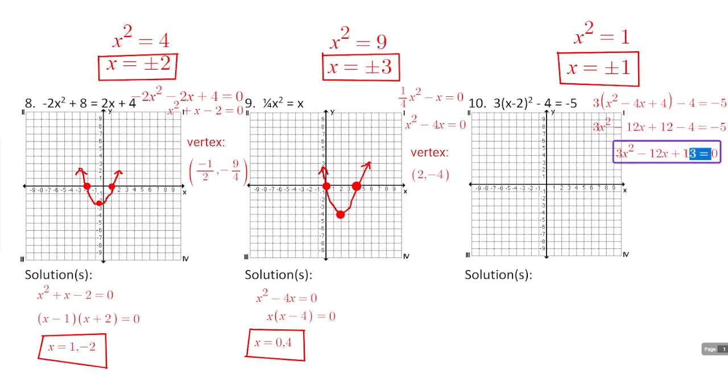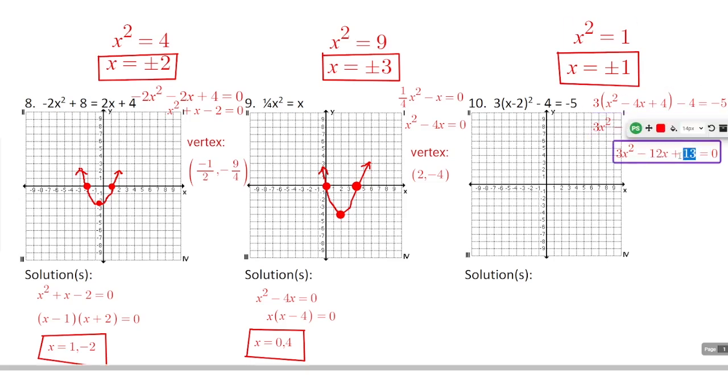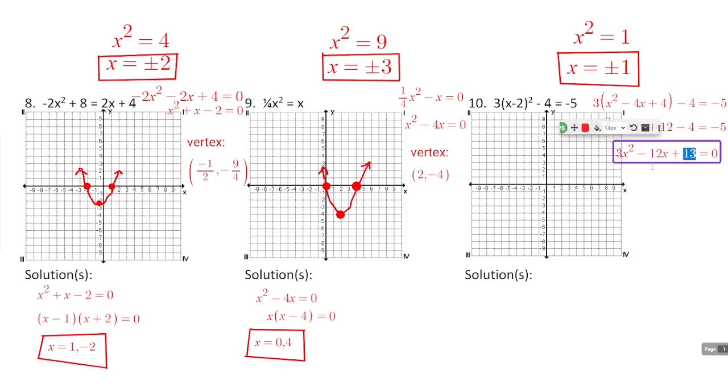So even if this can be factored, which I suspect it can't, I'm thinking this 3 and 13, that's 39. You know, coming up with two factors that add up to negative 12, I think I'm going to have a hard time there. So instead of worrying about the quadratic formula, we'll get to that in a second. Let's find the vertex first.